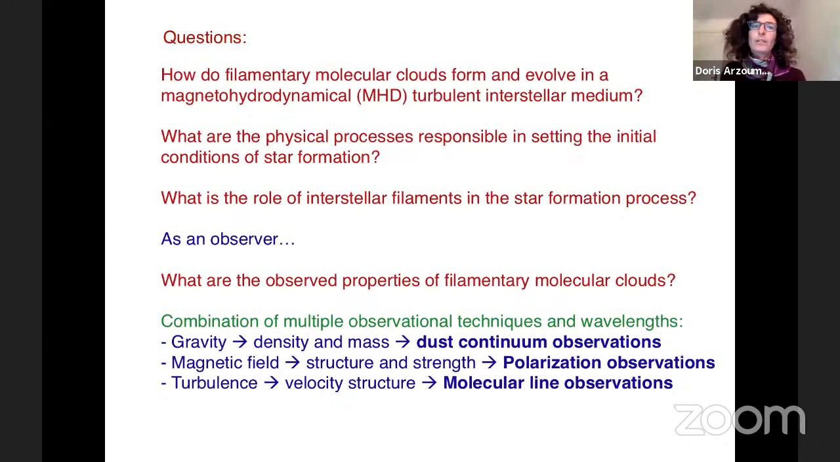So for gravity, for instance, in order to know what is the gravitational energy, we need to have information on the density and the mass. And for that, we mostly use dust continuum observations. For the magnetic field energy, we need to know what is the magnetic field structure and strength. And for that, polarization observations can give us a hint. And for the turbulence, in order to know what is the dynamics and the velocity structure, usually molecular line spectroscopic observations are needed.